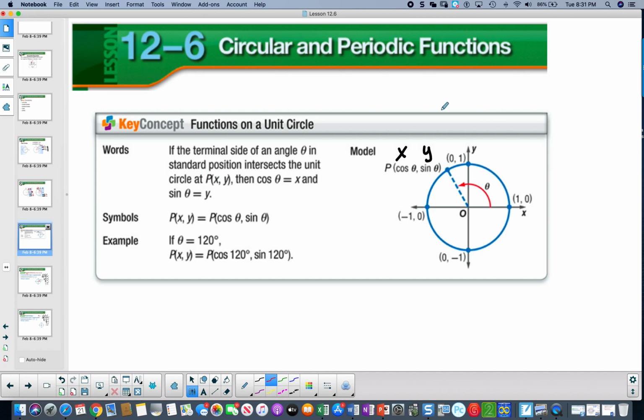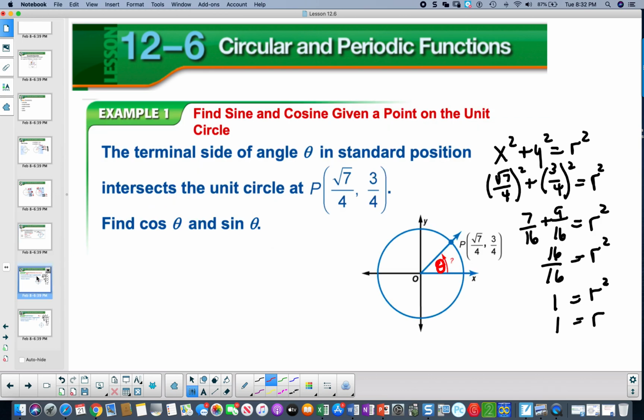And here's the definition. For any point on the unit circle, with its x-coordinate and y-coordinate, the cosine of theta is x and the sine of theta is equal to y. Let's take a look at this point on the unit circle. To prove to you that it was a point on the unit circle, I used the Pythagorean theorem to prove to you that r is equal to 1. So this definitely is on the unit circle.